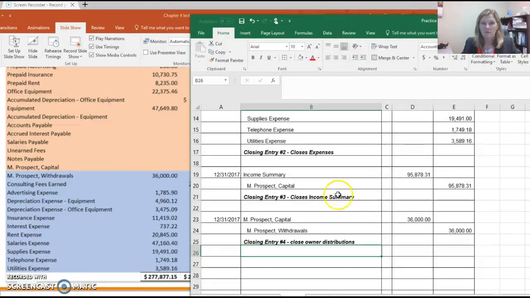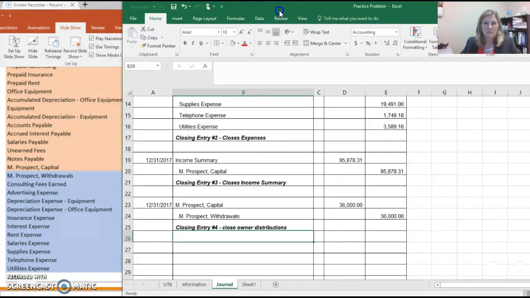So if you had dividends, you would have debited retained earnings and credited dividends. That completes our closing entries. Once we're done with our closing entries, the final step that we need to do in our accounting process is the third and final trial balance, the post-closing trial balance. I've gotten that started for us.